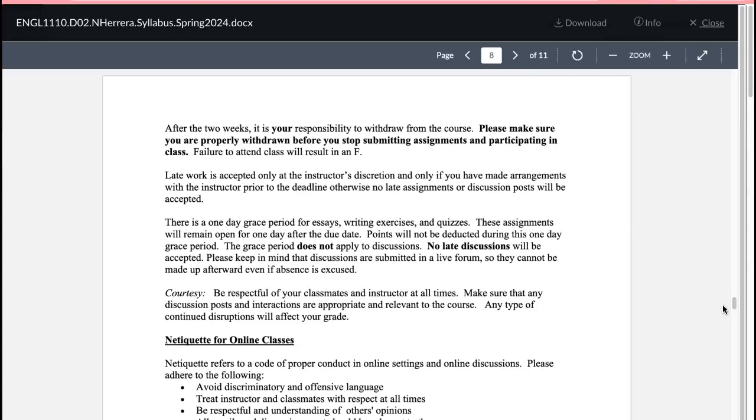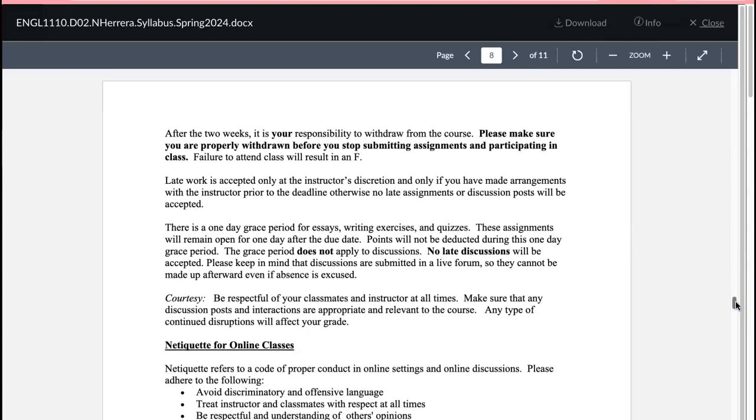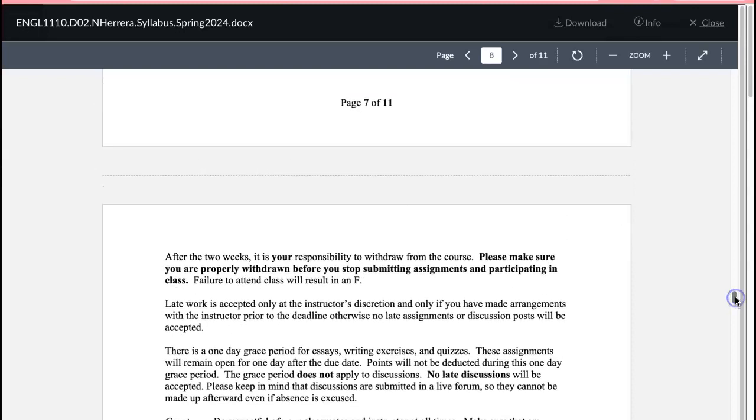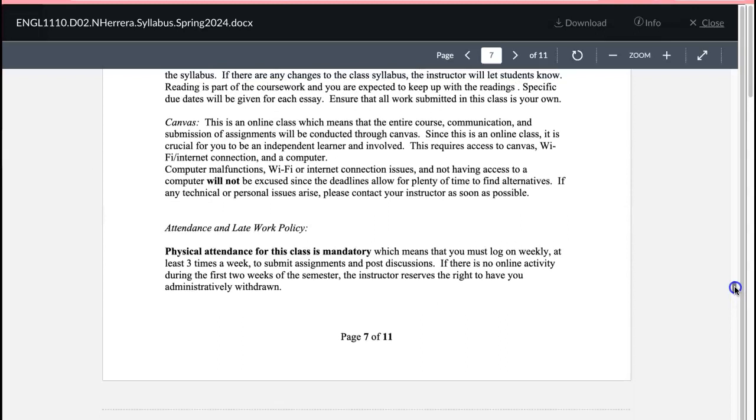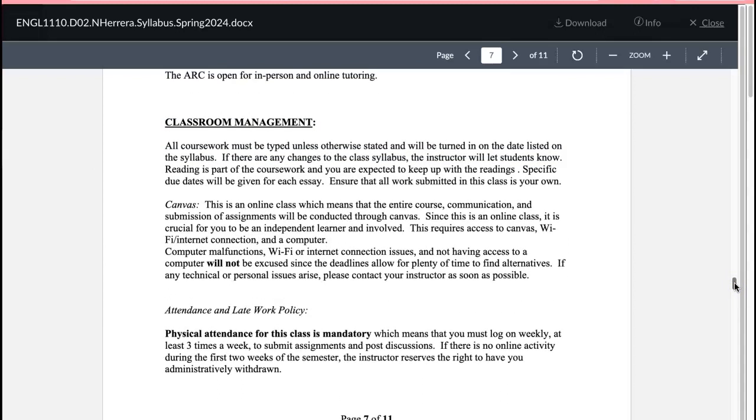The only assignments that cannot be submitted late are discussions, and the reason for that is because they are submitted in a live forum. So you need to be able to submit it while the discussion is open so that people can reply to you and you can interact with people. Once the discussion closes, there's nobody to interact with, so that's why discussions cannot be submitted late. So don't forget about that 1 day grace period, because it's very helpful in case you're having internet issues or anything like that. Of course, like I said, if there is something serious going on and you need to be away, obviously I can work with you to submit the assignment late.